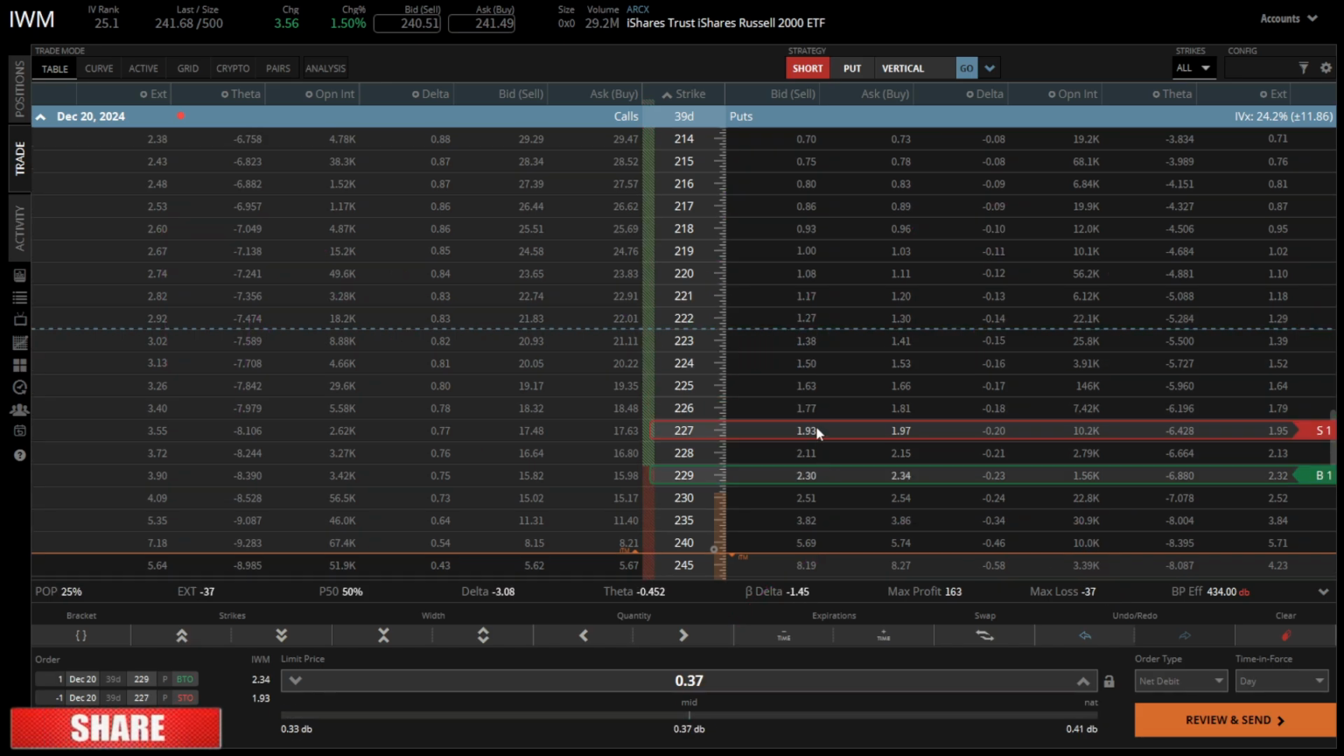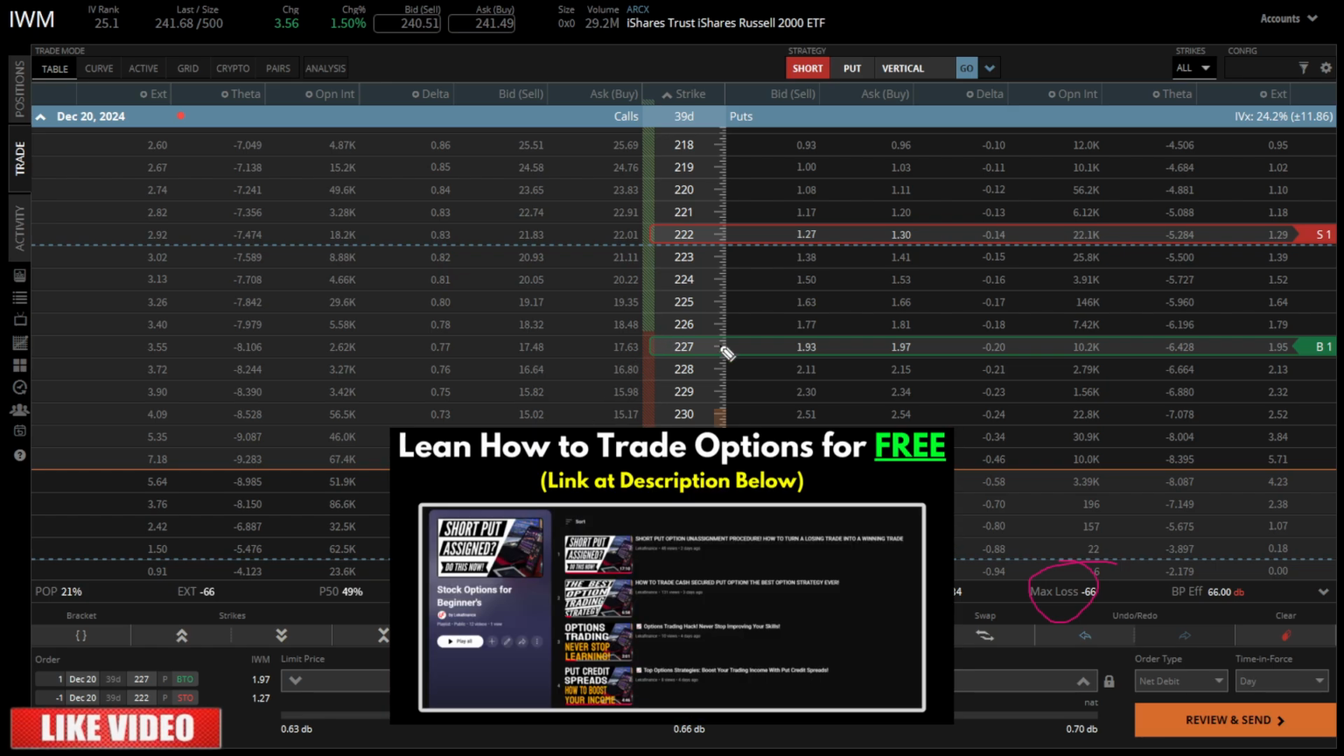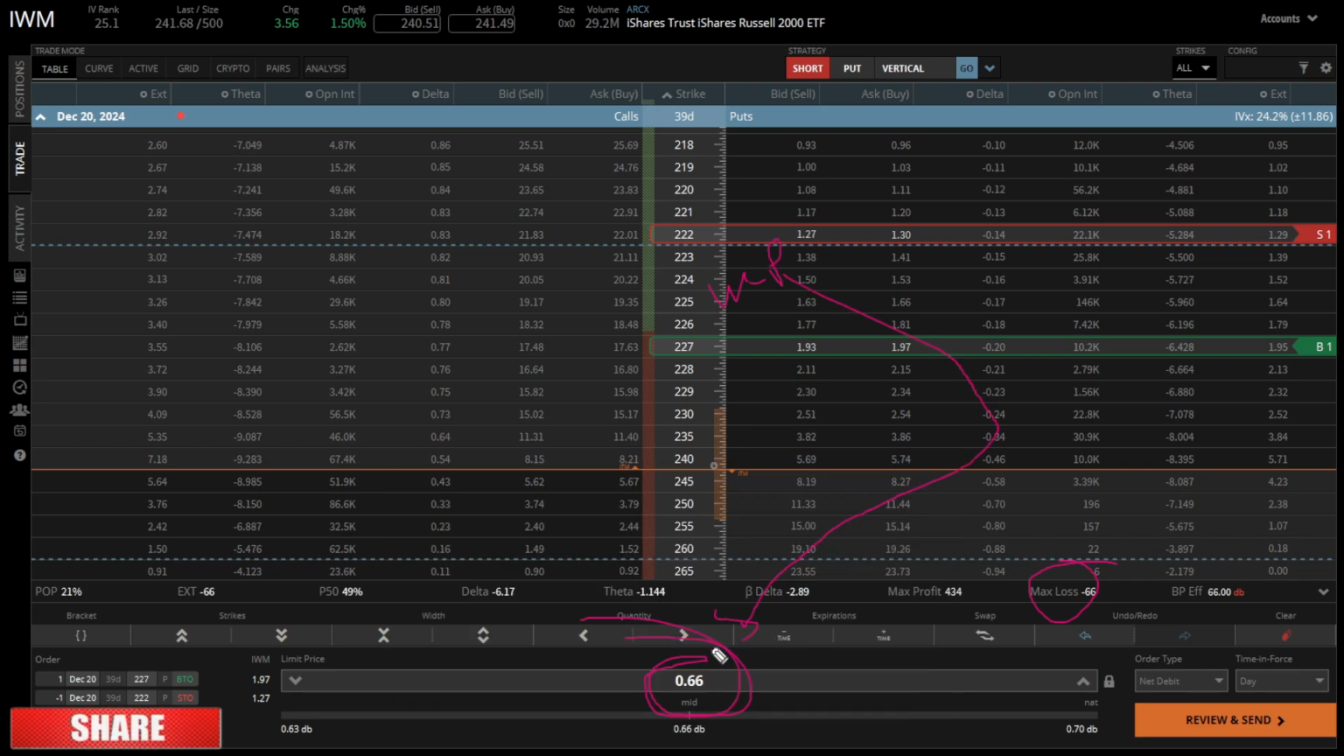The long one is very simple. We're going to swap: we're going to buy the 227 and sell the 222. As you can see, we are going to pay 66 cents. This will be our maximum loss, which is the inverse of the short put spread: the premium that we pay to go long this spread. Then of course our maximum gain is going to be the width minus the premium that we pay, which is 66 cents. Our maximum profit is 434, which was the maximum loss of the seller of the vertical spread.